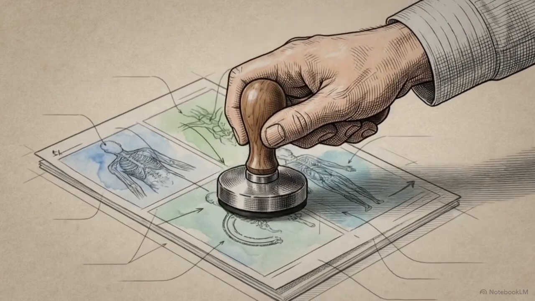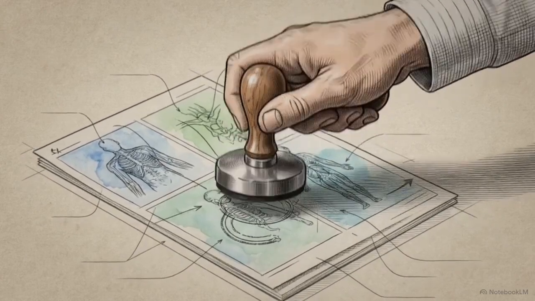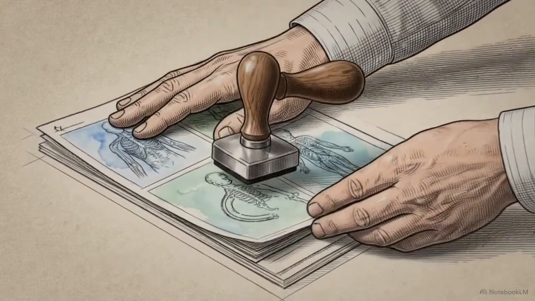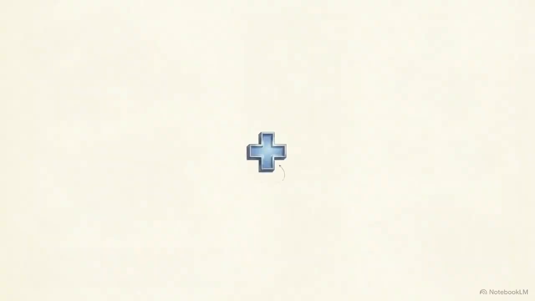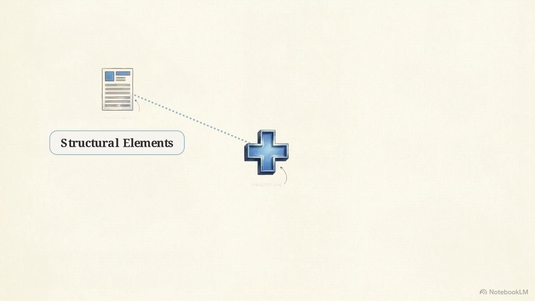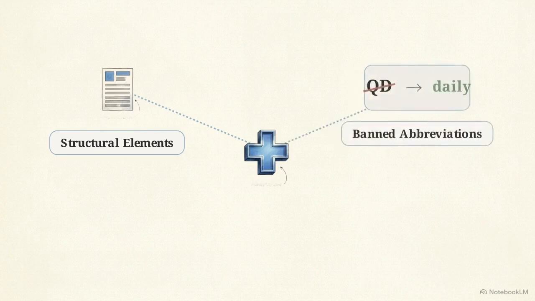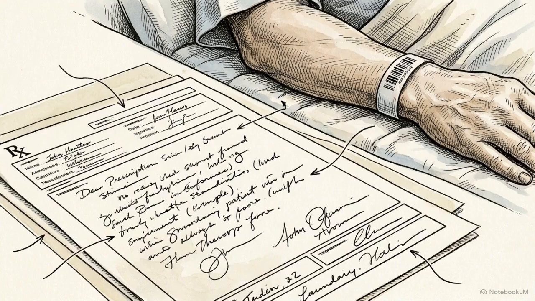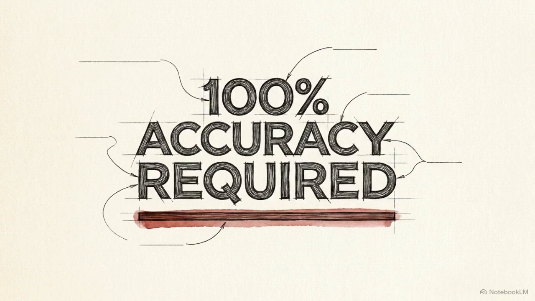When writing a prescription, strict adherence to formatting rules is an absolute requirement for both legal compliance and patient safety. This briefing covers three critical areas: the mandatory structural elements of a complete prescription, universally banned abbreviations, and the vital risk classification scales you must check before signing. An ambiguous document is a preventable threat to human life. We do not tolerate errors in transcription.